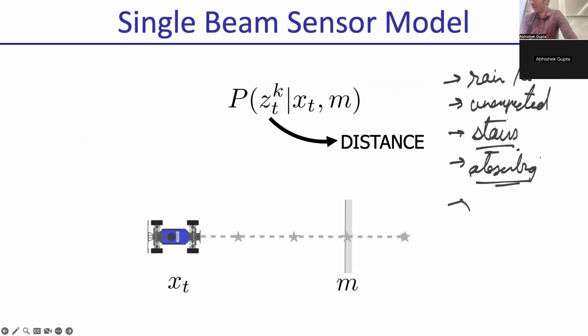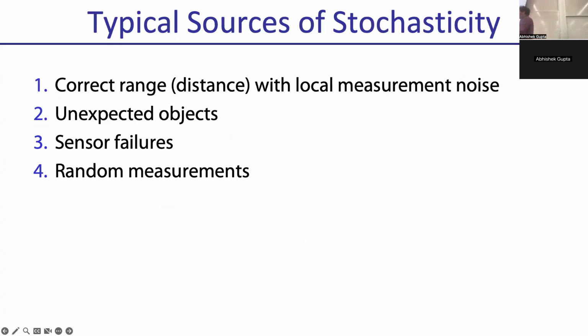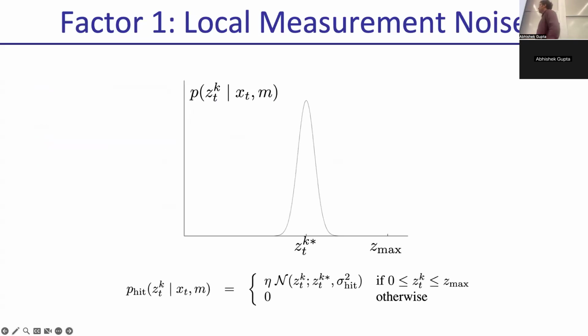And so we're specifically going to model four different sources, right? We're going to think about some measurement noise in any electronic sensor. We're going to think about unexpected objects. We're going to think about complete sensor failures, and we're going to think about some degree of just random measurements. And so the first type of failure we're going to think about is just local measurement noise.